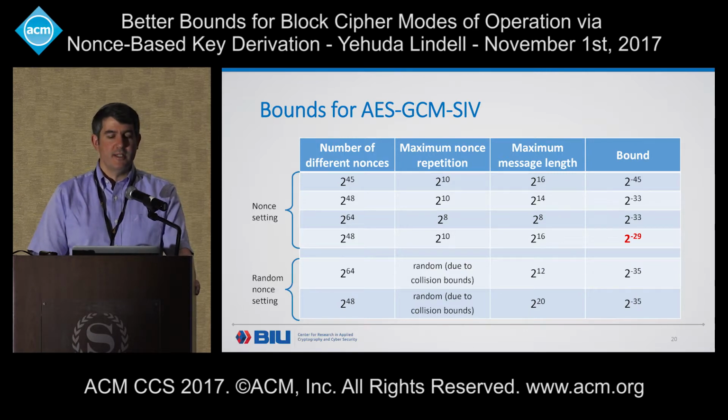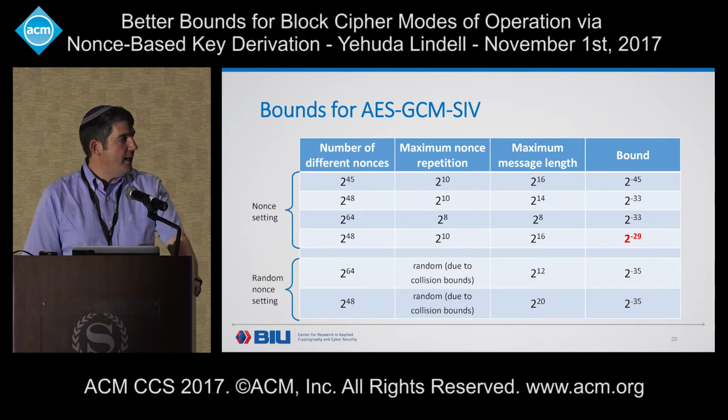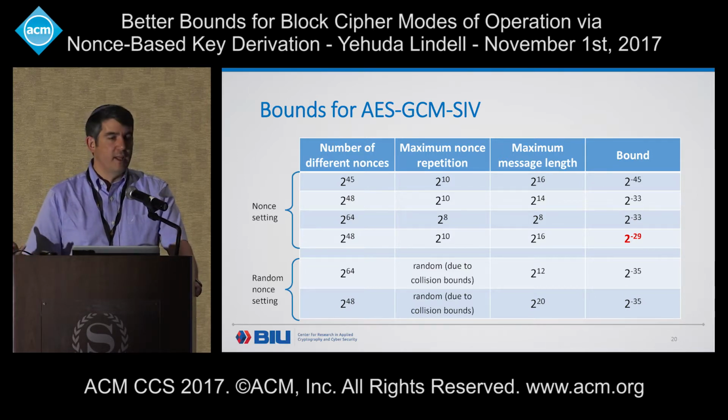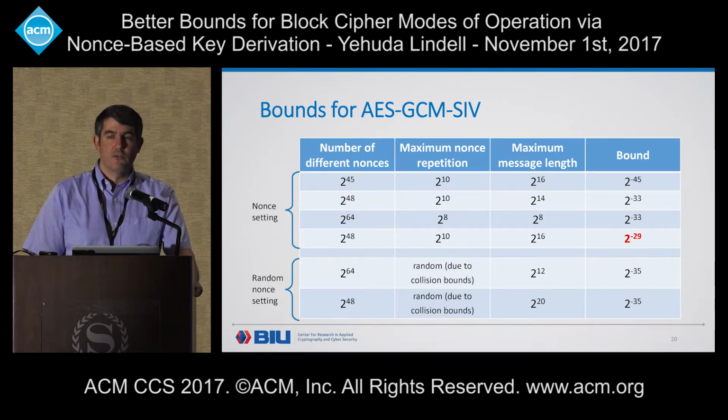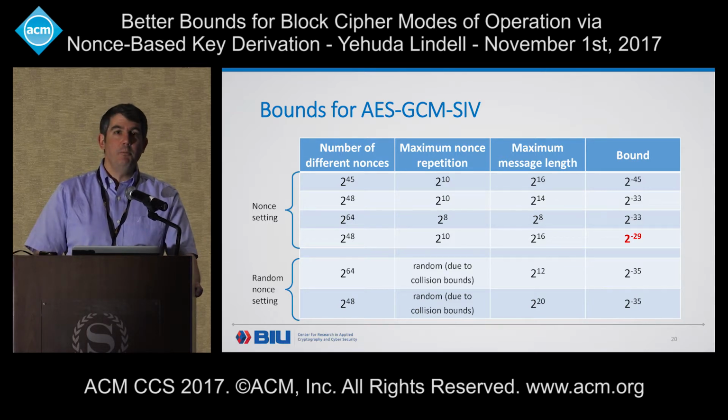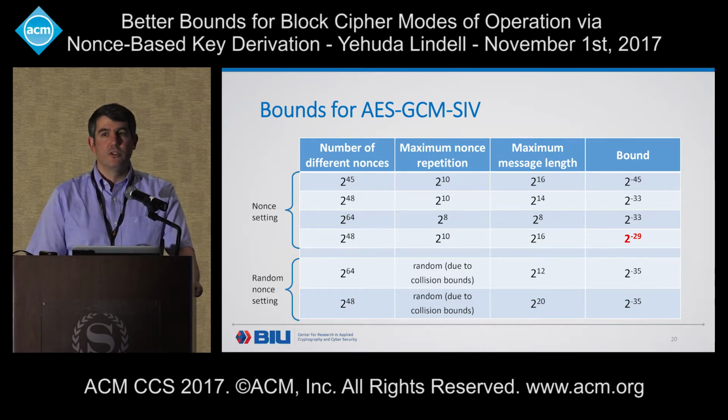So that's encrypting 2^76 blocks, and you still have 2^-35 advantage. Or you could look at 2^48 nonces, or 2^48 messages with random nonces and a message length of 2^20. Here you're at 2^68 blocks, and you have a bound of still 2^-35.